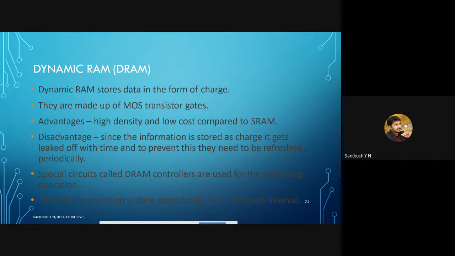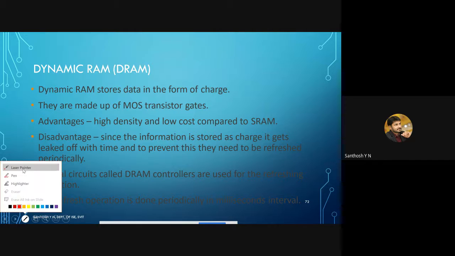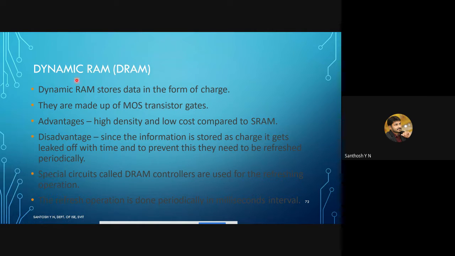It stores the data in the form of charges. So whenever we are talking about charges, of course we'll be using a capacitor here. I'll show the realization of a DRAM in the next slide. Okay, so the DRAM stores the data in the form of charges. They are made up of, again, MOS transistor gates. The advantages are high density and low cost compared to SRAM.